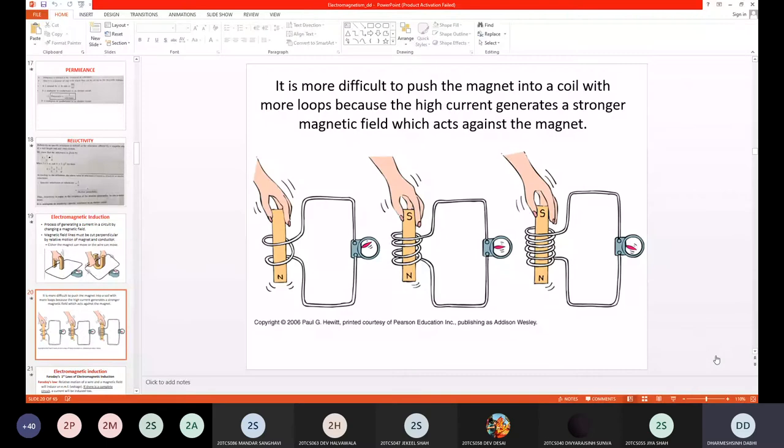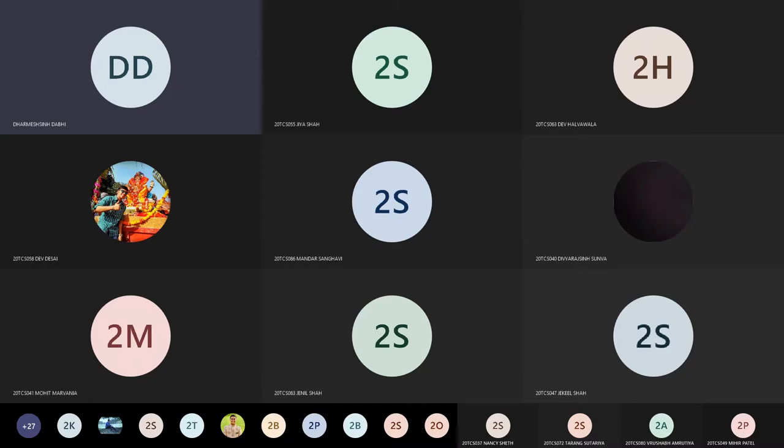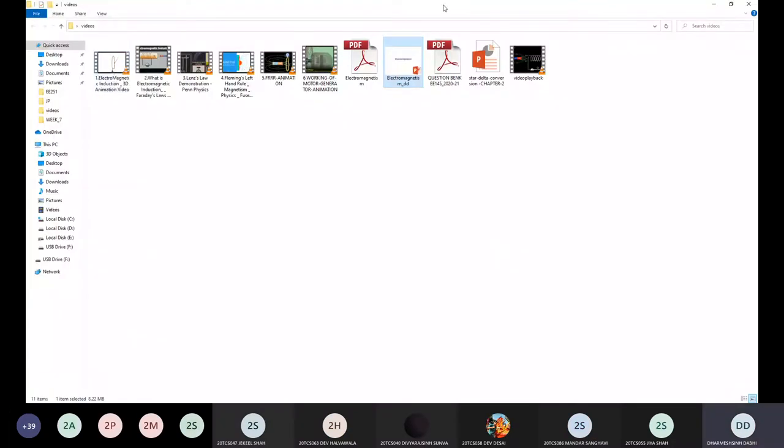Clear? So you can also see this graphically. If I show you this graphical representation, you can see this video of electromagnetic induction. All of you see this video?